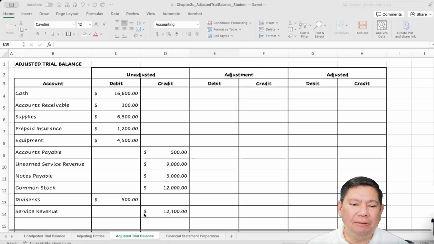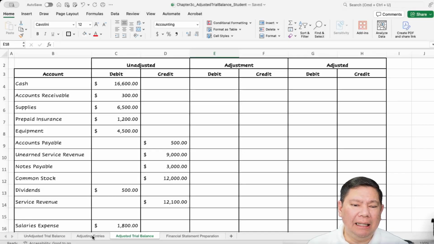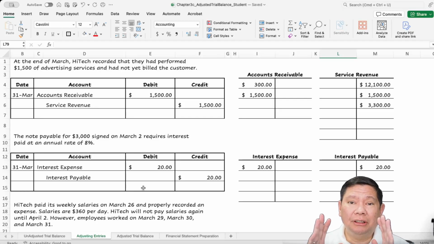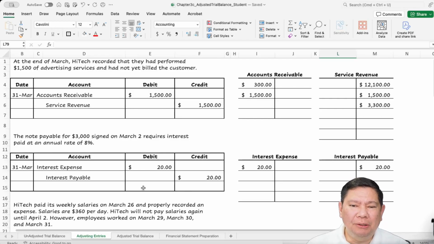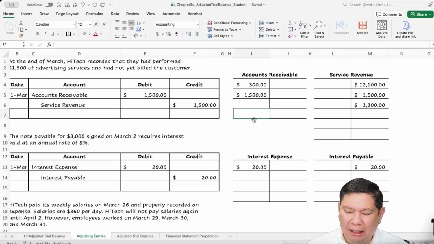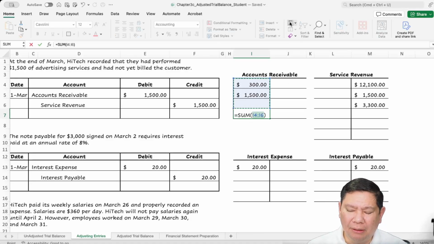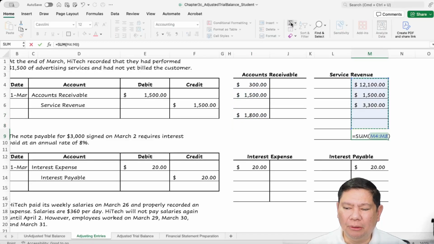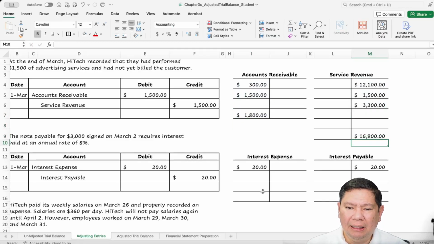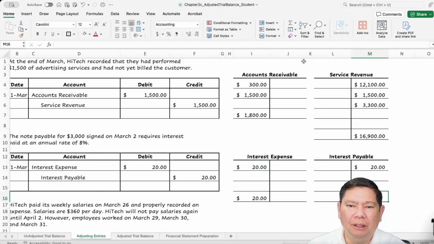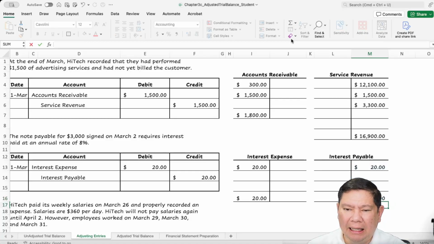Hello everyone, in this video we're going to prepare the adjusted trial balance that lists all the accounts and all the ending balances after the adjustments. So before we do that, we have to calculate the ending balances for all these accounts. Accounts receivables, we calculate the total on debit, service revenues, the total on credit, interest expense, all these T accounts we used before, we need to calculate the ending balance.